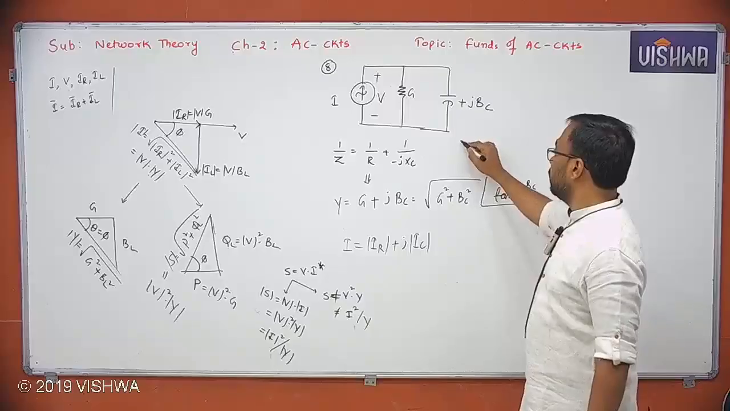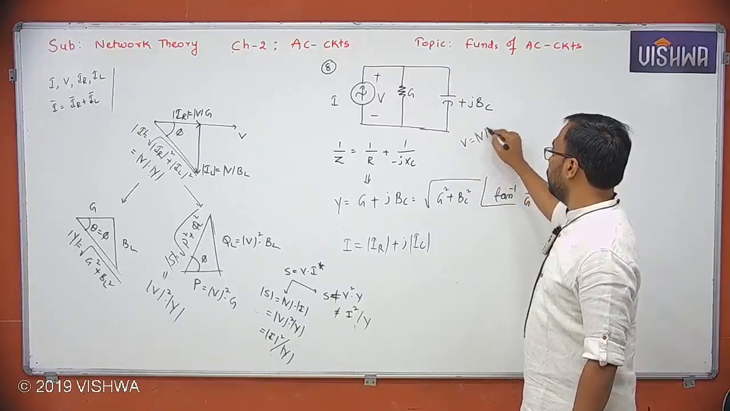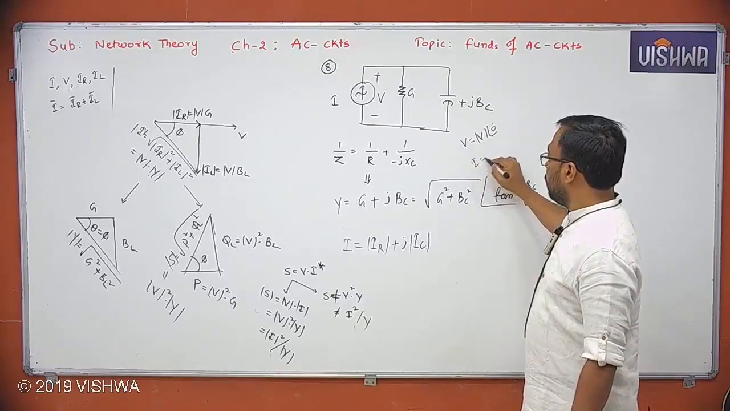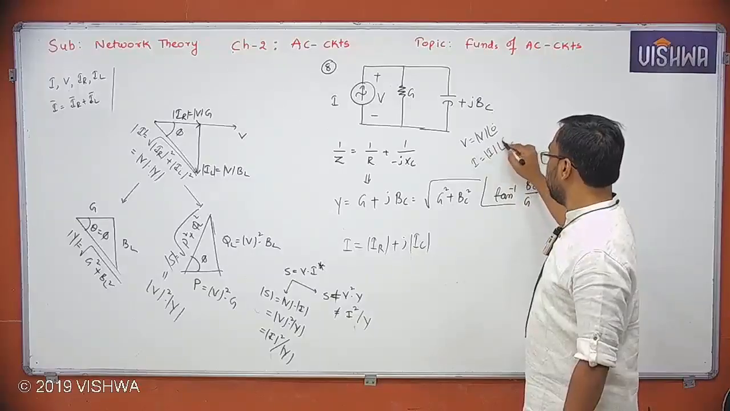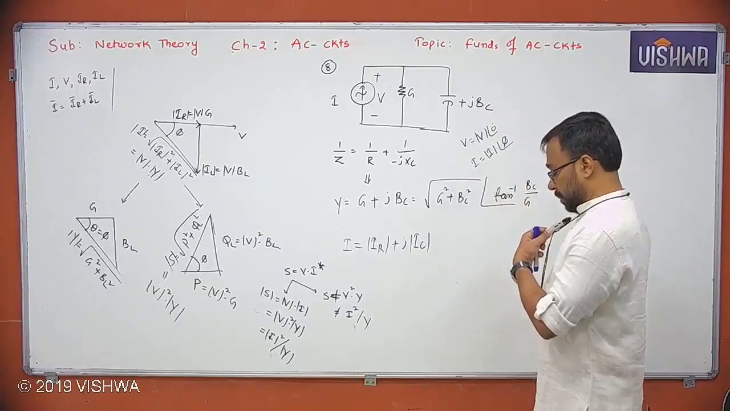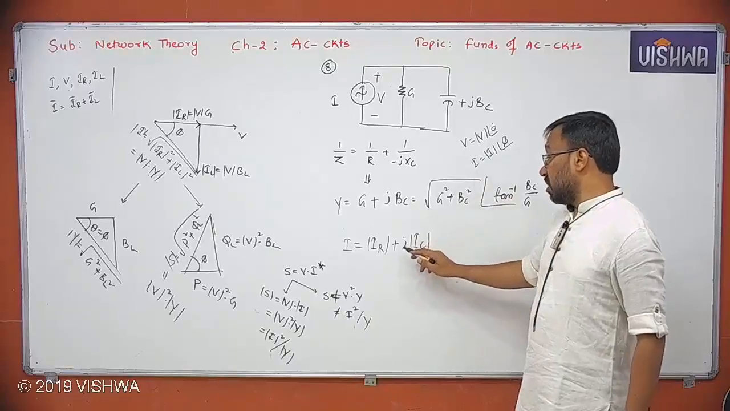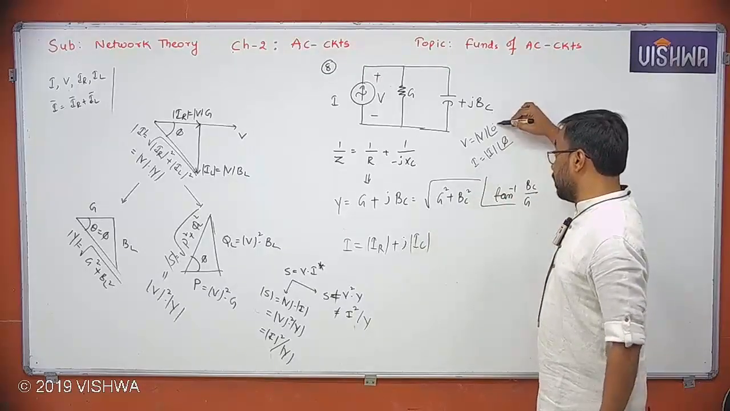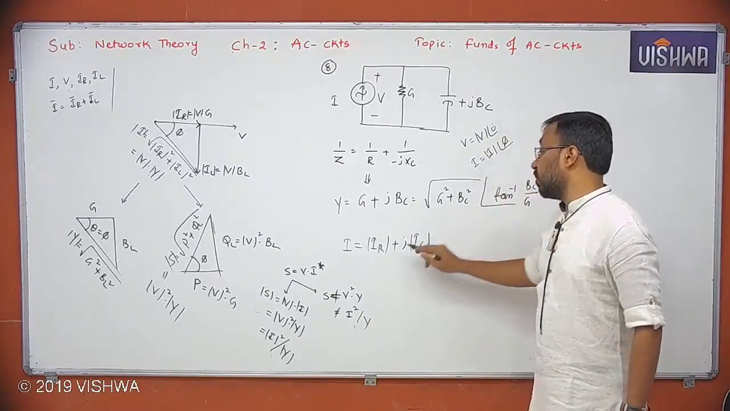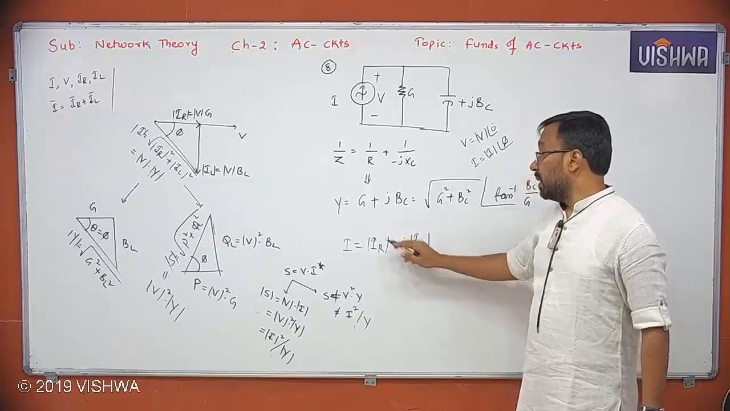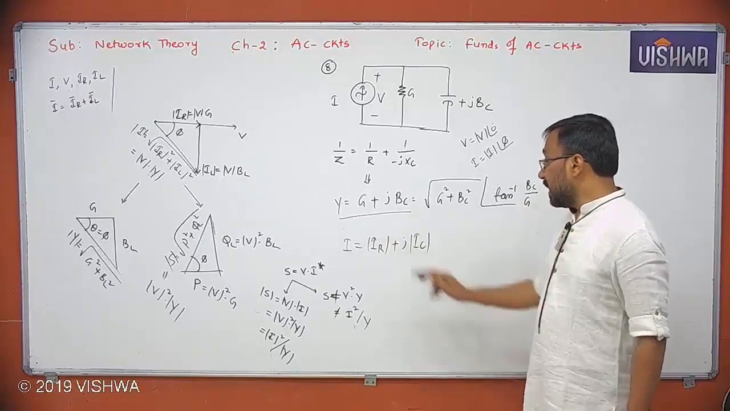My assumption is V is equal to V at an angle of 0. I is equal to I at an angle of plus phi because this is capacitive. And I get plus here. It's not always correct because it is taken 0. Therefore, you got positive angle. Therefore, you got plus. But this is always correct. This sign does not change.